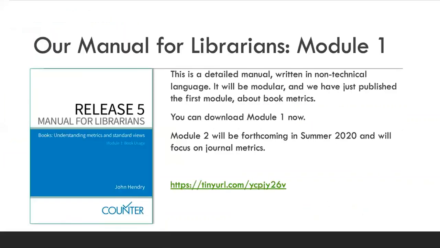We've also begun creating a manual for librarians, and we have Module 1 available at this point. Module 1 focuses on ebooks and book usage, and you can download and look through that at this point. We're in the editing phases of Module 2, so it'll be forthcoming this summer. And the focus of Module 2 will be on journal metrics. And so we encourage people to check that out as well.